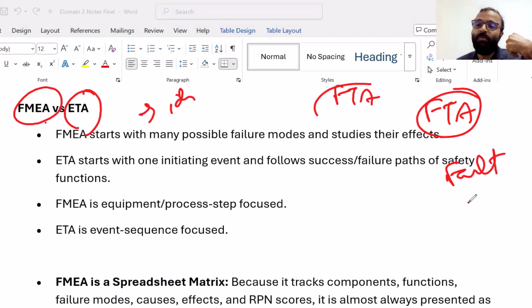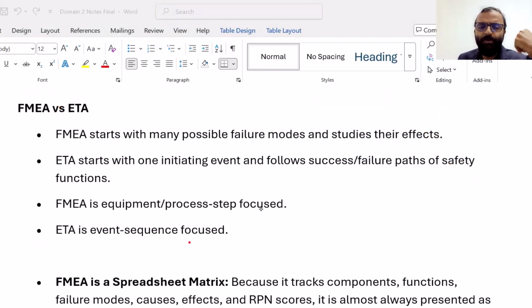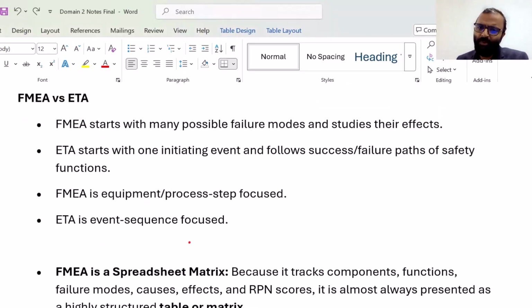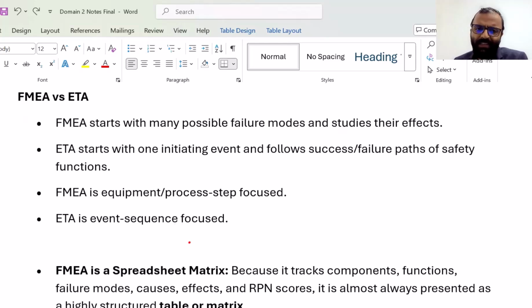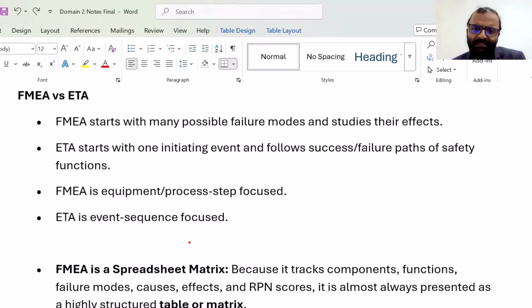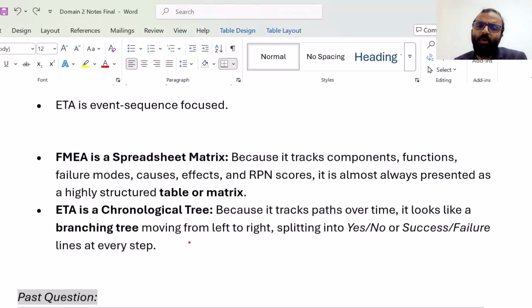That is the detective approach, the top-down approach. If you are learning like this, then no one can stop you from getting this CSP. Now, what is the difference between FMEA and ETA? FMEA is Failure Mode Effect Analysis, and ETA is Event Tree Analysis. Both are actually inductive approaches, but in FMEA the methodology is a spreadsheet matrix.